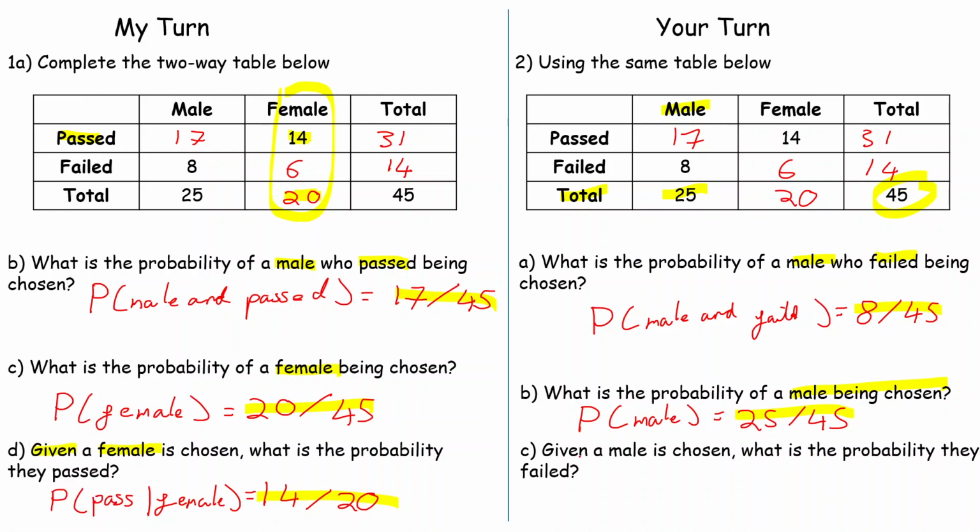And then on to part C, given a male is chosen, so the more awkward one this time, given that it has to be a male. So let's get rid of these highlighters here. Given it has to be a male, so we're looking at this column here. What is the probability that they fail? So we're looking at failed, we're looking at 8 out of 25, not 45, because you're just interested in the males. So we can say, capital P, the probability that they fail, given, was that vertical line, that they are a male, is equal to 8 out of 25, and that is simply your answer for part C.